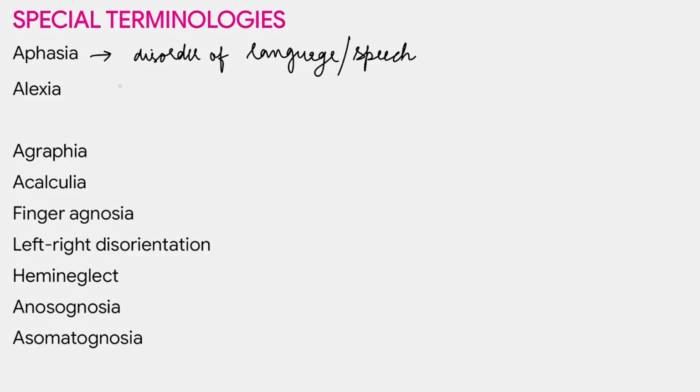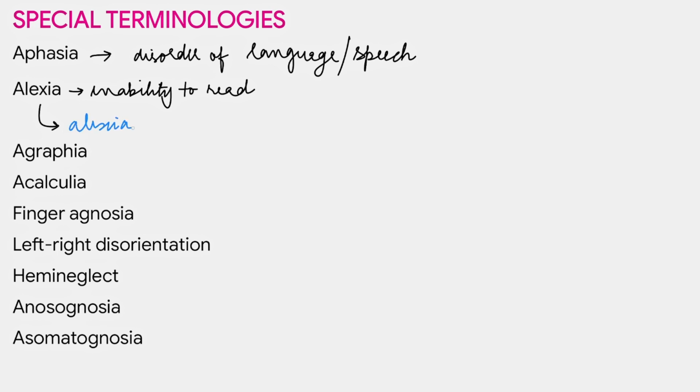Now, just a summary. We have all these special terminologies. Aphasia is a disorder of language and speech, which we discussed in detail. Alexia is inability to read. One high yield thing, this also might be tested.